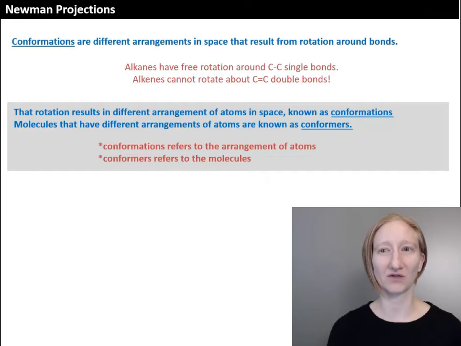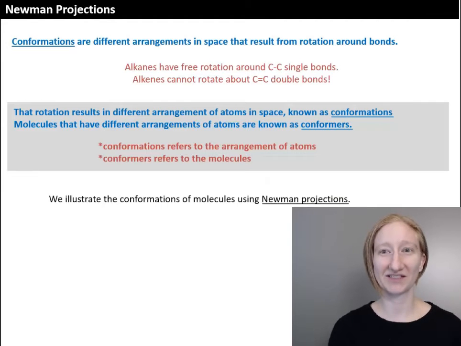Conformers refer to the molecules. Conformations refer to the actual arrangement of atoms. And I was using a model as I talk because it's one of the easier ways to visualize the arrangements of atoms in 3 dimensions. But to depict a conformation in 2 dimensions, we use what we call a Newman projection.